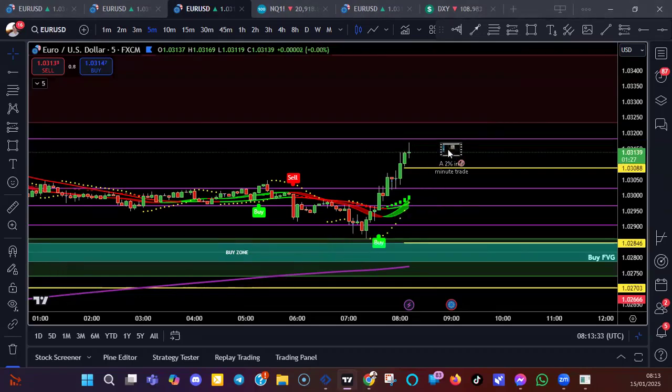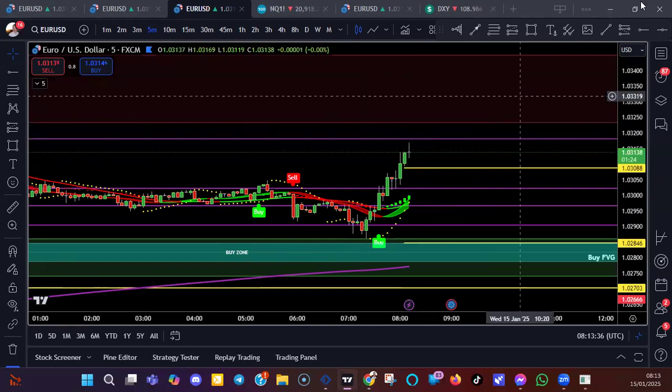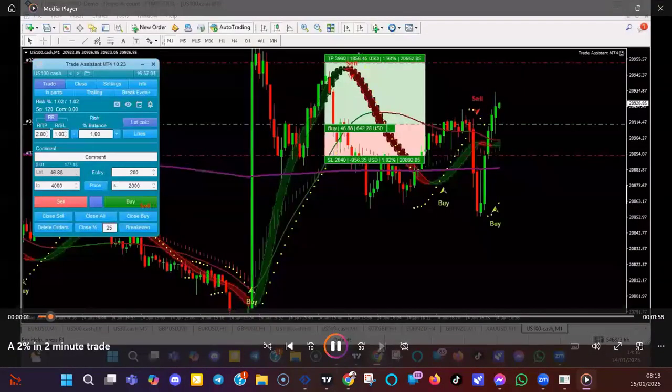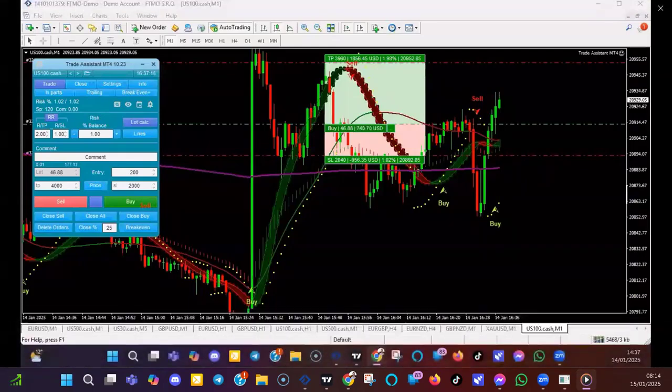Got time to show you this one from yesterday. Hello, Academy 55 and premium members and everybody else who's watching. This is from me yesterday. This is my second trade today. As you can see, I've waited till after 2:30 in the afternoon on the US 100, taking a trade on a buy that's been given to me.